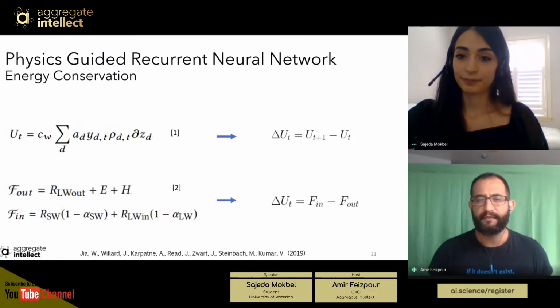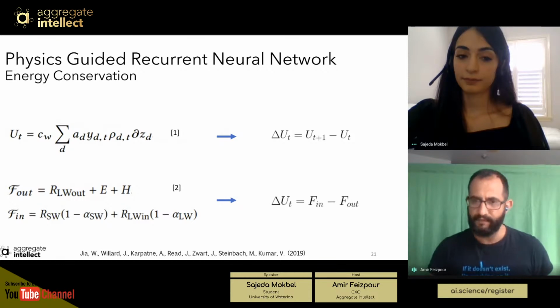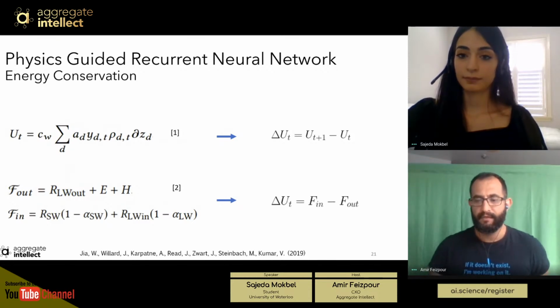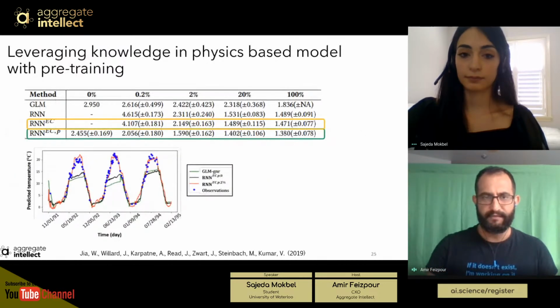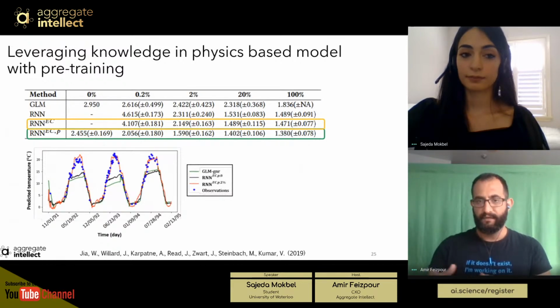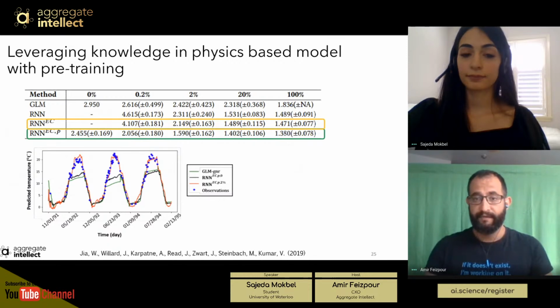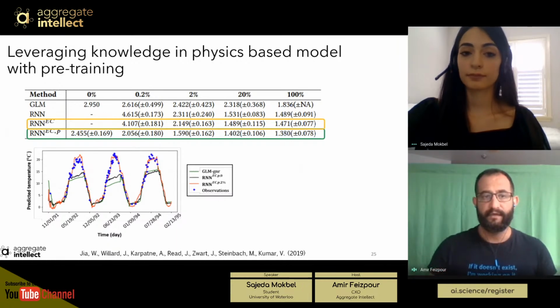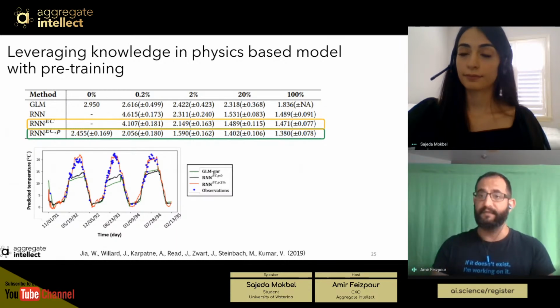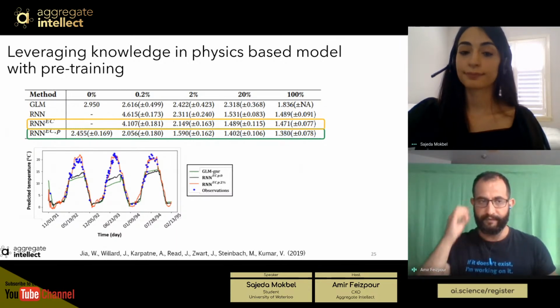Definitely. I think the difference was relatively small compared to using pre-training, yeah, I guess the next slide, yeah, compared to using pre-training the model based on a physical simulation. So definitely, as you said, the energy conservation helps with better results, but on top of that, the pre-training can take that even further and help even more.